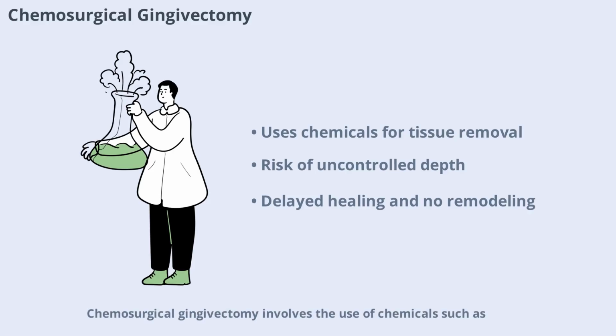Chemosurgical gingivectomy involves the use of chemicals such as 5% paraformaldehyde or potassium hydroxide to remove gingival tissue. While this method can be effective, it has significant drawbacks, including the inability to control the depth of action, risk of injury to healthy tissue, and delayed healing. Additionally, gingival remodeling is not possible with this approach.